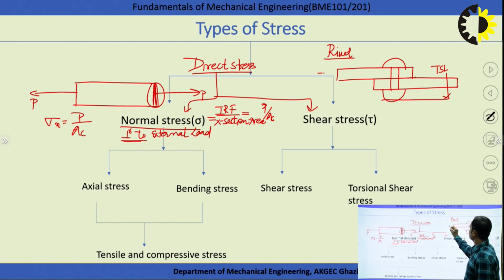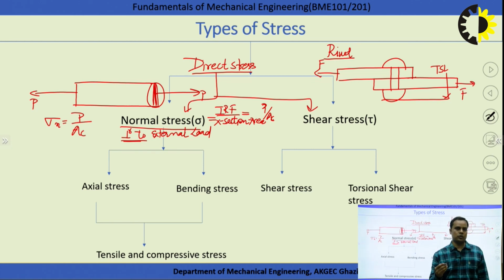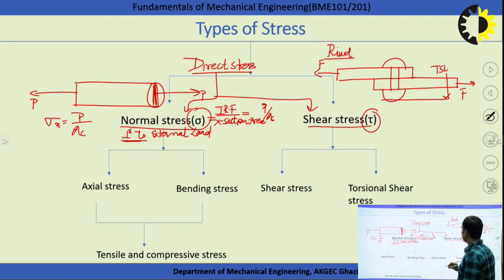If I am applying a force like this, what will happen in that case? The shearing action will take place. So due to that shear, the stress will be induced. That stress is called the shear stress, right? It is represented by tau. Normal stress is represented by sigma, right? So in case of shear stress, the load is tangential to the surface. In case of normal stress, the load is perpendicular to the surface, or normal to the surface, as the name indicates, right? So shear stress is also an internal resistance force.